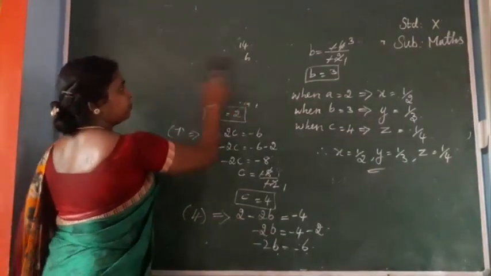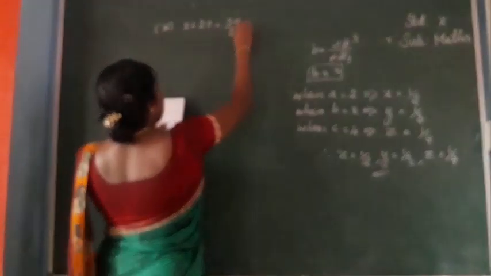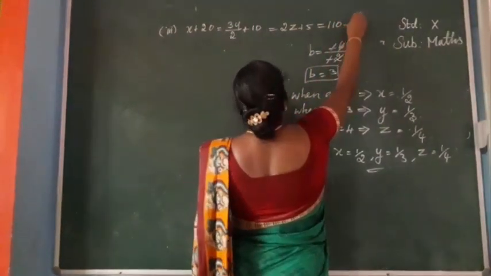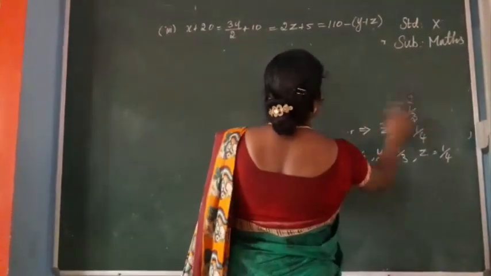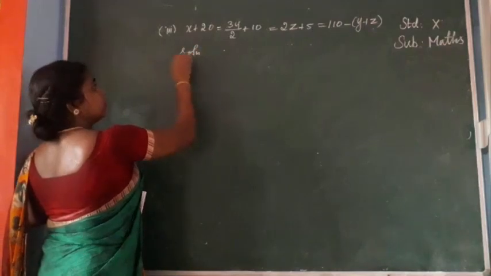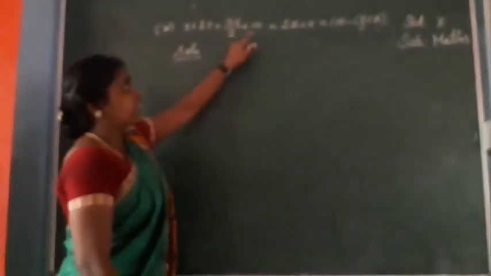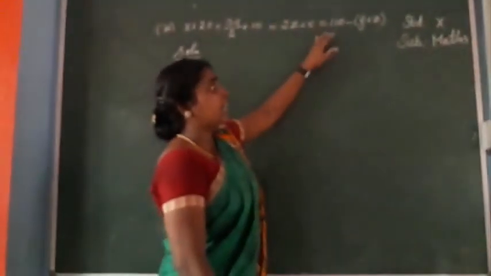Okay, we can start the next problem. The third subdivision is x plus 1c equal to 3y by 2 plus 10 equal to 2z plus 5 equal to 110 minus y plus z.